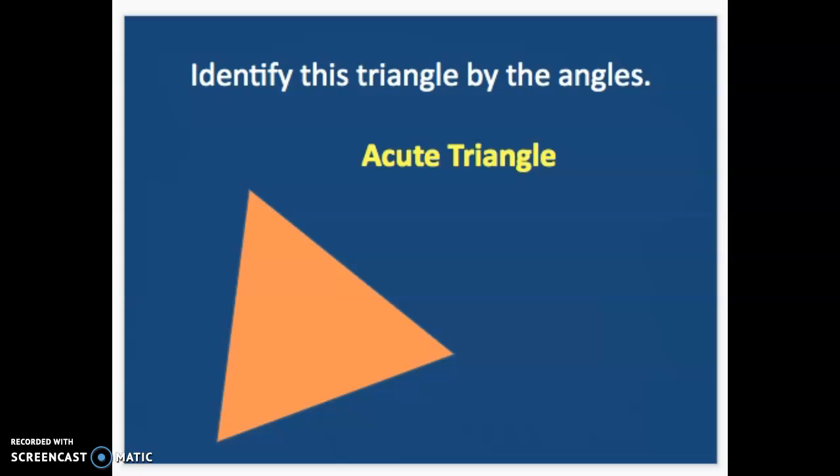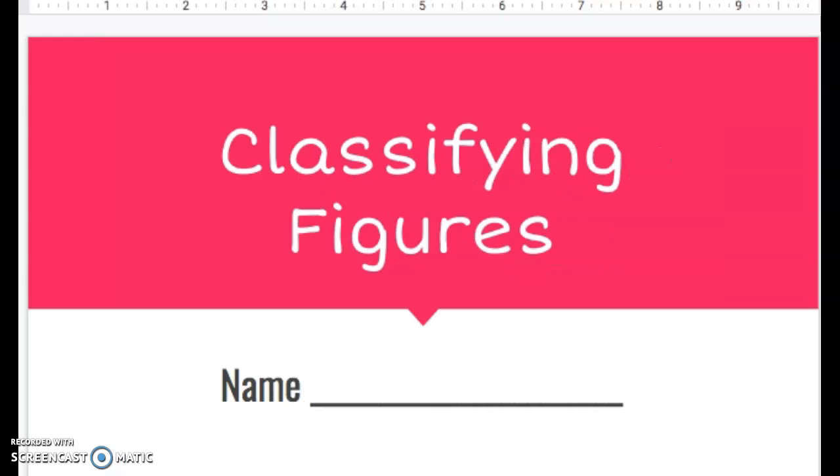Okay, so this was us going through how to classify triangles, and you will be given the opportunity to do the optional Google slide where you're practicing classifying the 2D shapes, and hopefully this helped you go through that. Okay, so this is the optional Google slide that you have been assigned.